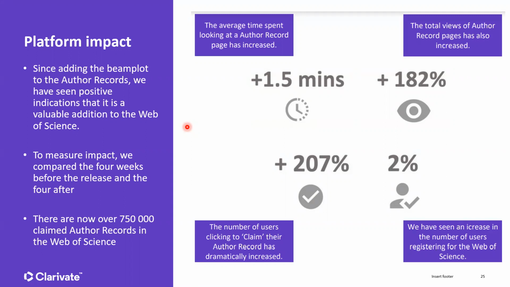So if we look at some useful data, the average time spent looking at an author record page has increased. The total views of author record pages has also increased by 182%. The number of users clicking to claim their record has also dramatically increased by 207%. And we've seen an increase in the number of users registering for the Web of Science, in other words, creating their unique profiles to ensure that the author records are more accurately displayed.